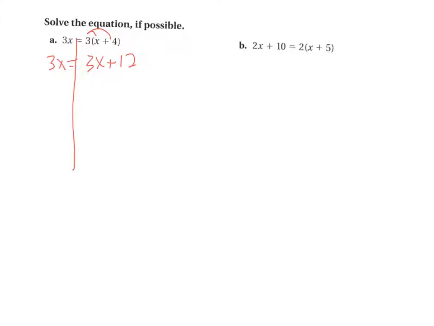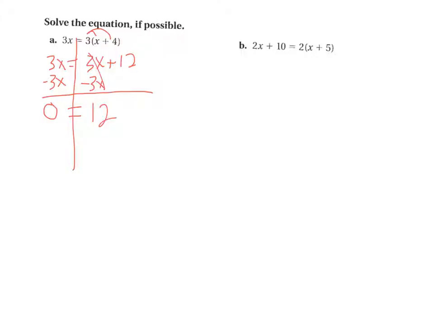The next thing I want to do, since I have a variable on both sides, is eliminate one of them. I'm going to eliminate this 3x on the right. So I'm going to subtract 3x from the right, and I need to subtract 3x from the left. 3x minus 3x is going to give me 0x, but 0 times x is just 0, equals, oh, that gives me 0 too. So these cancel out also, and I'm just left with 12. Now I have 0 equals 12.